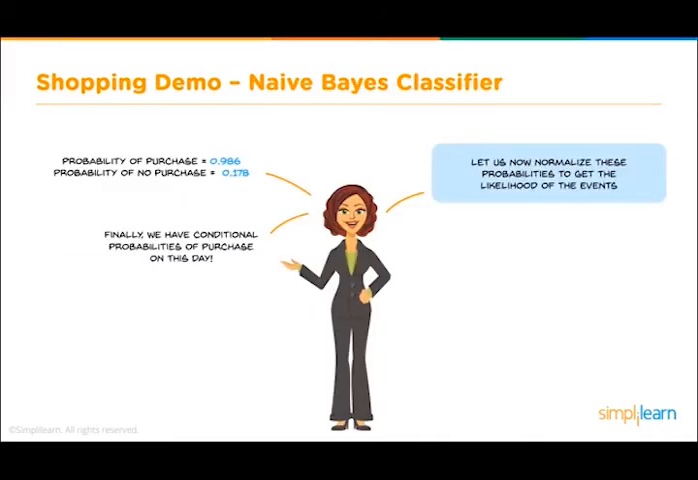Well, let's go ahead and go over them. We have a probability of purchase equals 0.986. We have a probability of no purchase equals 0.178. So, finally, we have the conditional probabilities of purchase on this day. Let us take that, we're going to normalize it, and we're going to take these probabilities and turn them into percentages.